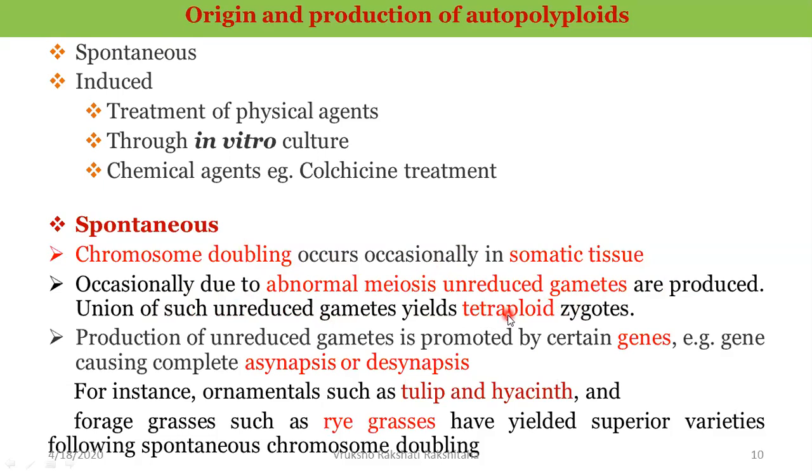Sometimes unreduced gametes are produced under the influence of the action of the gene which causes asynapsis or desynapsis. Now, examples of spontaneous autopolyploidy are in some ornamentals like tulip. It also occurs in hyacinth, and it has also been found to occur in forage grasses, for example, ryegrass.